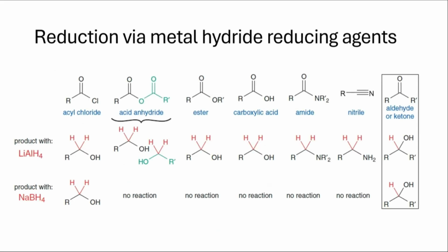So right here are a few of the reactions with metal hydride reducing agents going down from level 3. Like for example, acid anhydrides, acyl chlorides. And you can see here, this is expected. Lithium aluminium hydride is much more reactive than sodium borohydride.